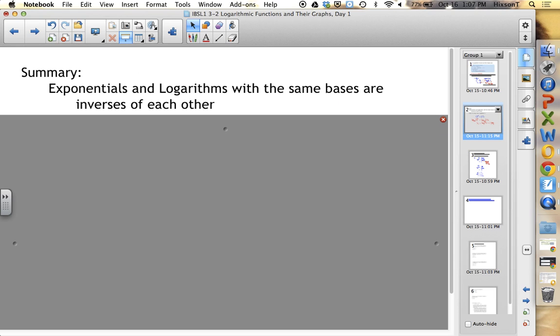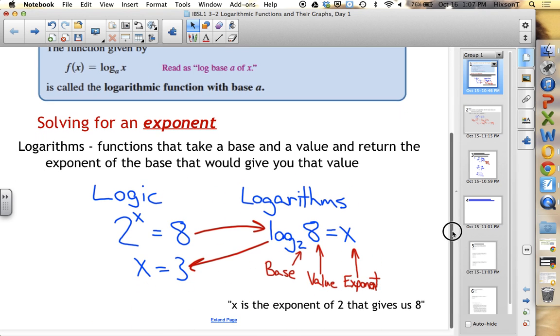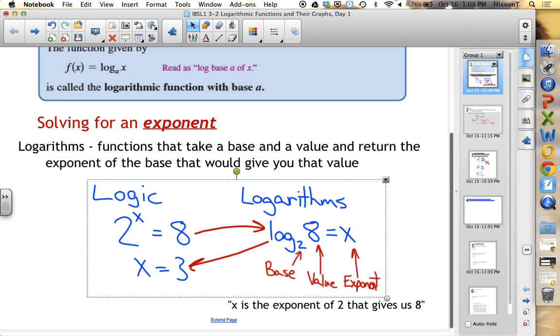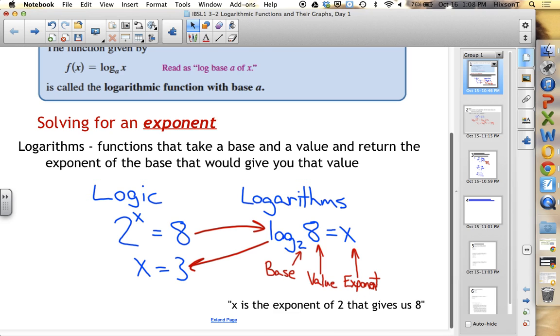But before we do, I've already used this term inverse, so let's make sure we define this clearly. Exponentials and logarithms with the same bases are inverses of each other. Okay? We just saw that on the previous example. Here we have a base of 2 in our exponential. Here's a log base 2 in our logarithm. Those are going to be inverse functions.